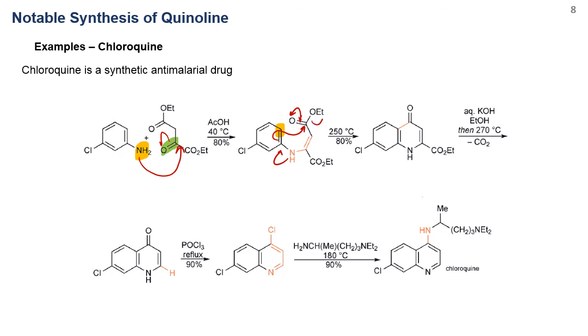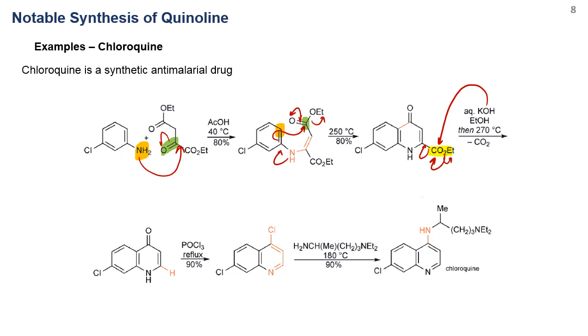kicking out OEt as a leaving group. At the end, you will form the 4-quinolone as a product. And after that, you can remove this ester group by reaction with base under heat, 270 degrees. So the base will hydrolyze the ester to form carboxylate, and then the carboxylate will decarboxylate, and then you can remove the ester group.